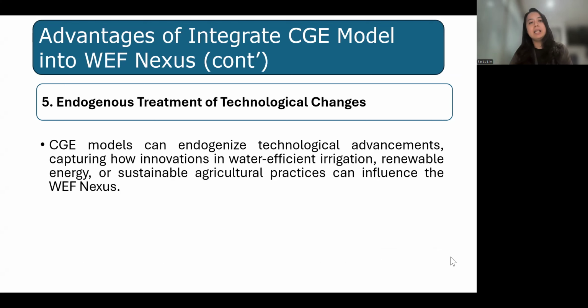And lastly, the CGE model can also endogenize technological advancement by capturing how innovation in water efficiency, renewable energy, and sustainable agricultural practices can actually influence the WEF Nexus. This will help to highlight the role of technology in achieving the sustainable development goals.